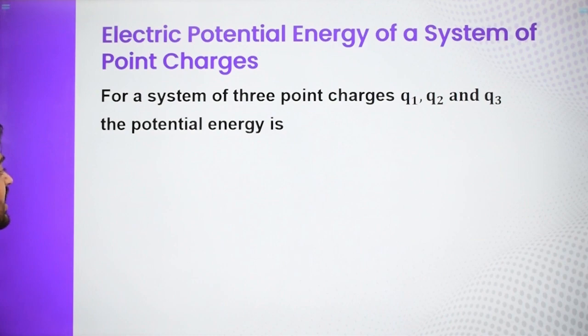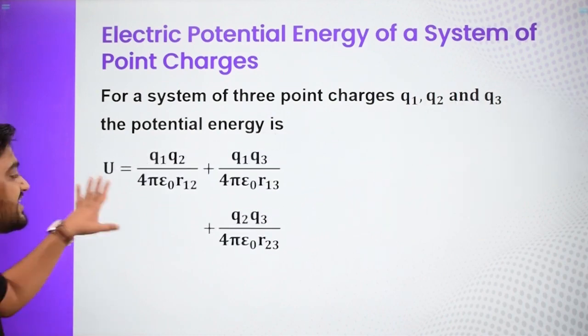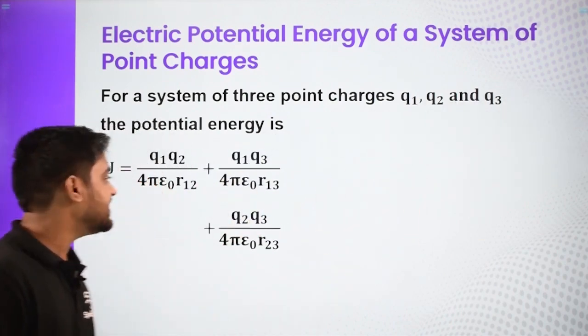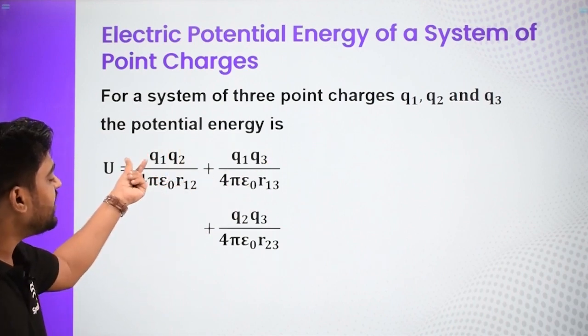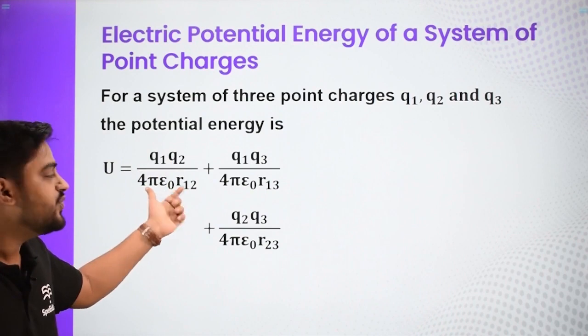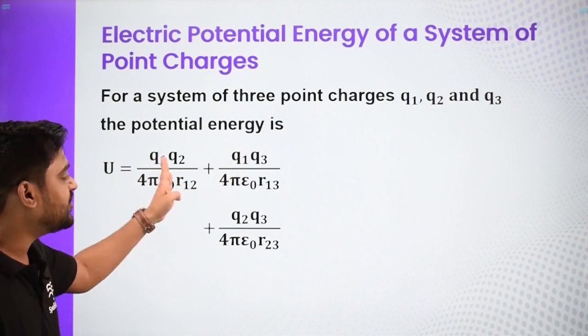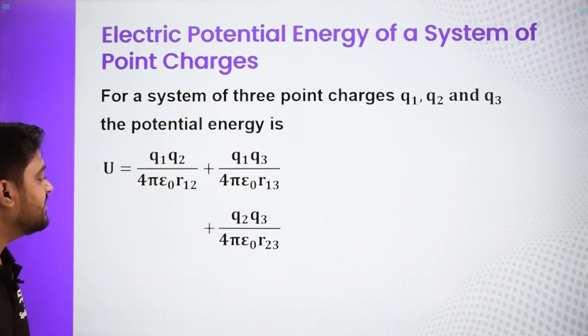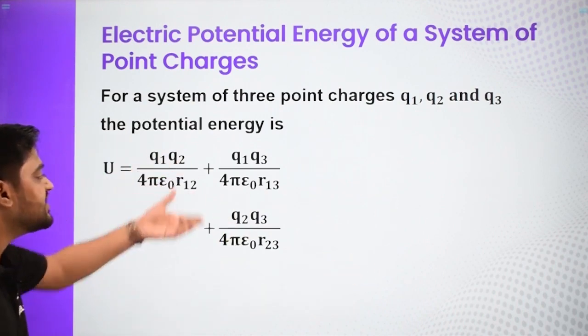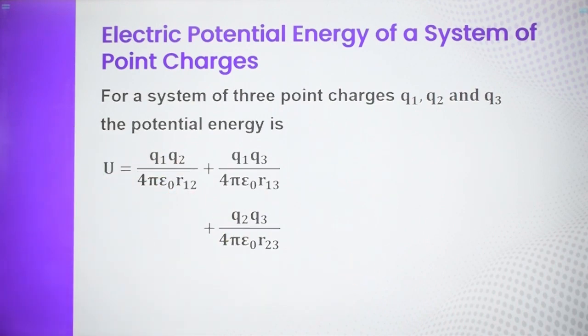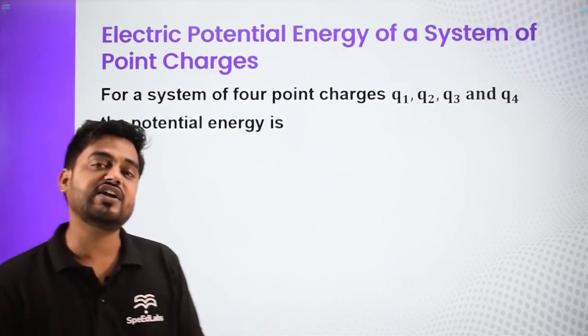Now let us have a look again. This is how we would like to write it. First you take q1 with 2 and 3. So k q1 q2 upon r12, and now 1 with 3. So 1 is done. Then 2 only has to be taken with 3, the next one. And this is how we can write the potential energy for 3 point charges.